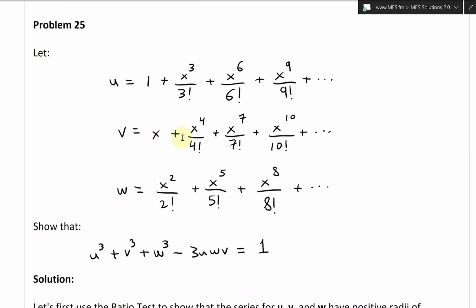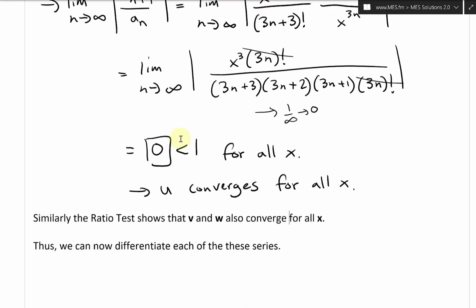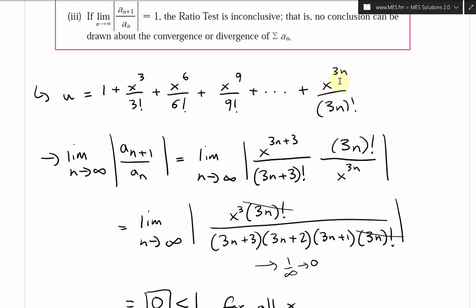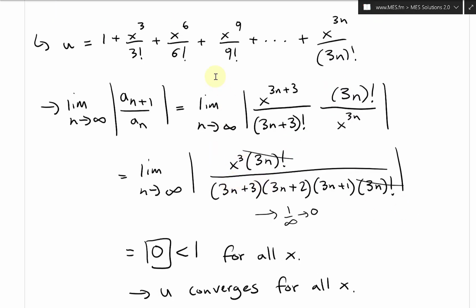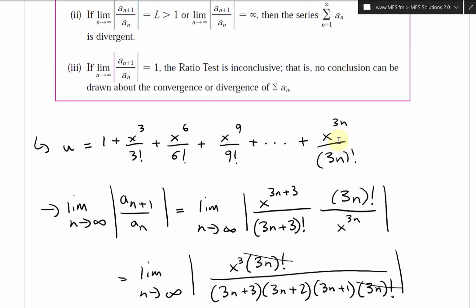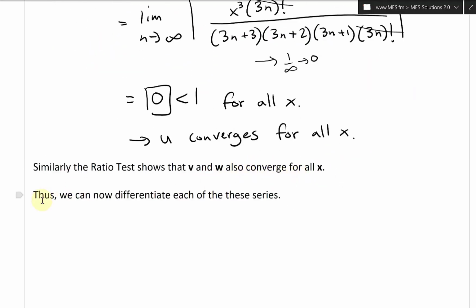So v is this right here, and then you're going to have pretty much the exact same thing. All you're doing is changing this power. Instead of x to the 3n, you're going to have a slightly different power. And they're all going to just cancel out because they're pretty much identical in form, just at different powers and factorials by number only. So thus we can now differentiate each of the series. All right. So what we'll do is we could do term by term differentiation.